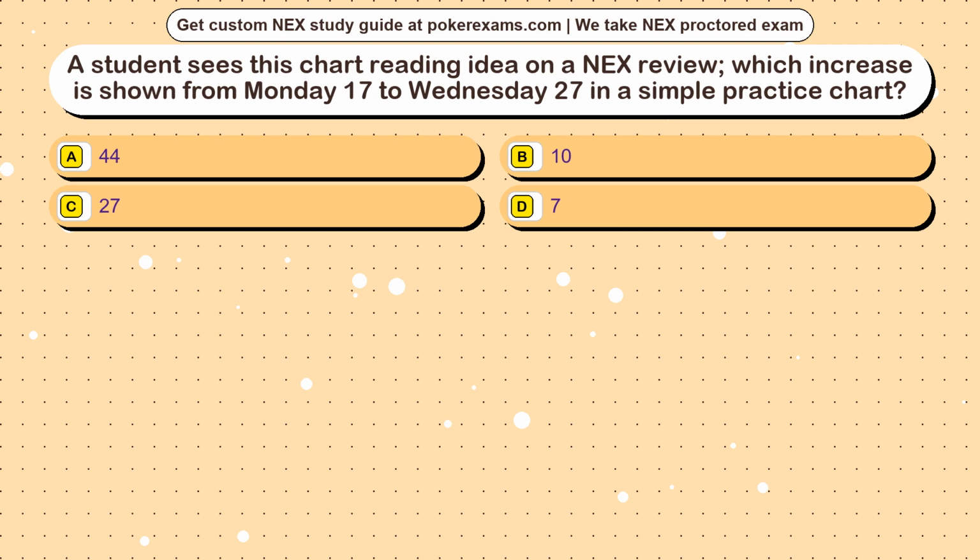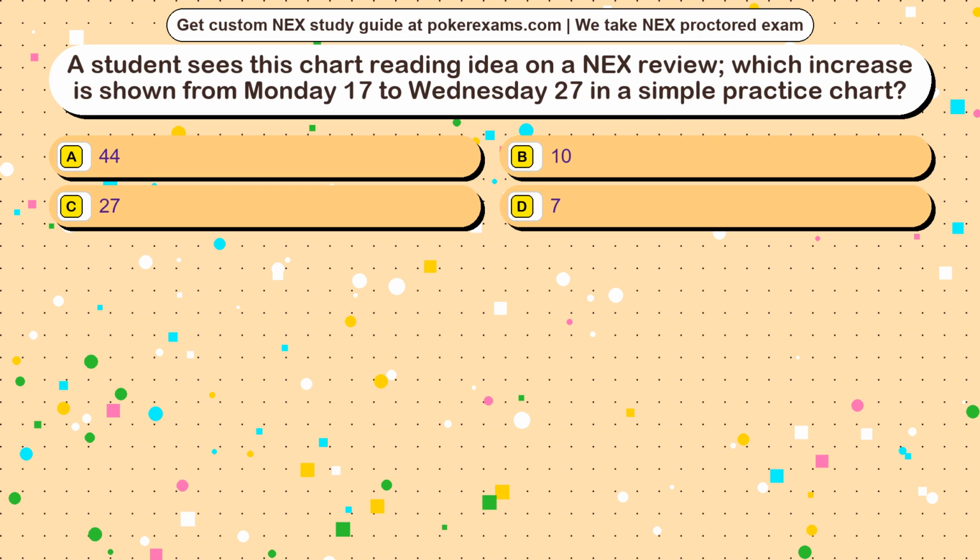Question 10. A student sees this chart reading idea on a NEX review. Which increase is shown from Monday 17 to Wednesday 27 in a simple practice chart? Option A, 44. Option B, 10. Option C, 27. Option D, 7.